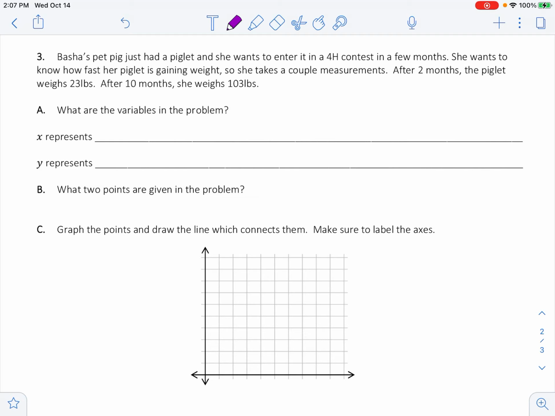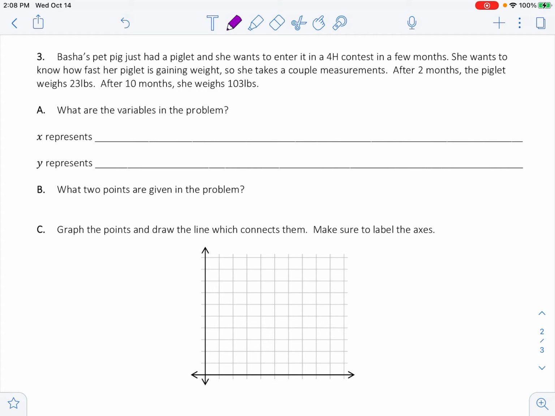After 2 months, the piglet weighs 23 pounds. After 10 months, the piglet weighs 103 pounds. What are the variables in this problem? Okay, so what's changing? We know that the pig's weight is changing, and also that it's changing each month. It's changing constantly, but she's recording it each month.